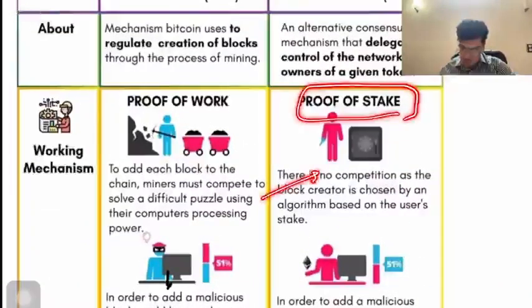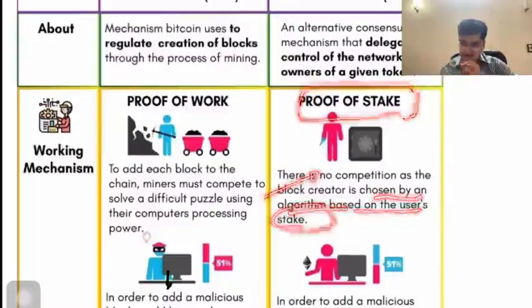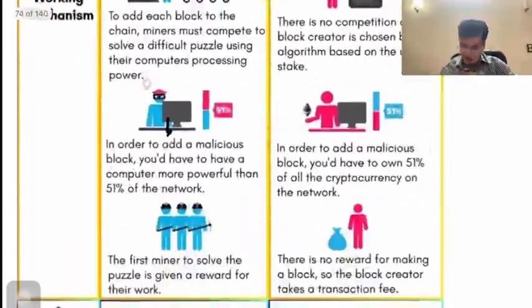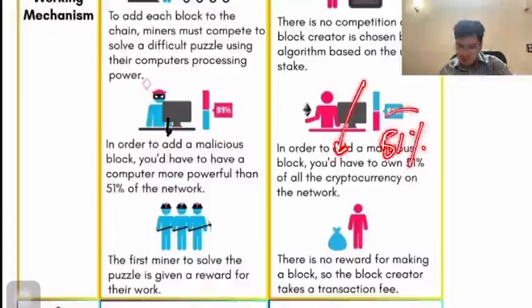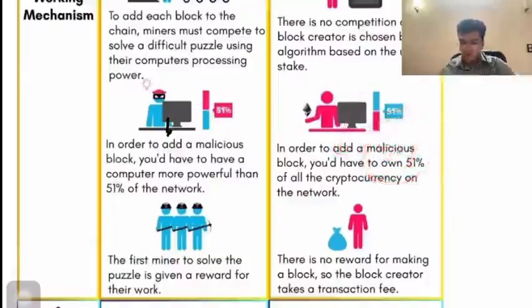There is no competition because it is chosen by an algorithm based on the user's stake. This we have known. Now to add a malicious block, here in proof of work, to do a malicious thing, to add a bad block, what did you need? You needed 51% computational power, right? Here what do you need? You will obviously need 51% of all the tokens or 51% of all the cryptocurrency on the network.